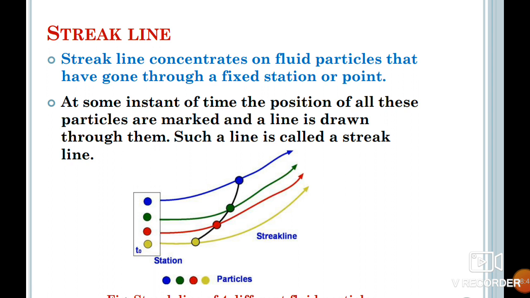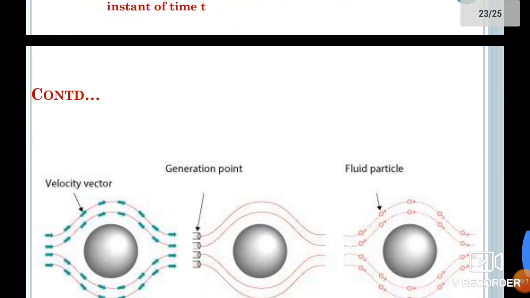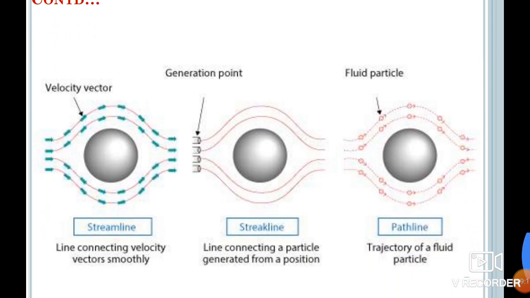So you can see here, at time t0 all the particles were inside that pipe. At time t1, yellow has reached a particular position, red has reached a particular position, green has reached a particular position, and blue has reached a particular position. If you are drawing a line between all these particles, then that line is known as a streak line. In case of a steady flow, meaning the properties of flow are not changing with respect to time, all these three lines will coincide. All three lines will be the same.